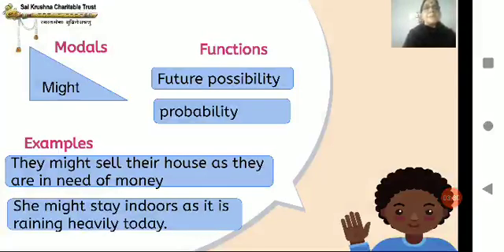Next modal is might. You've heard might. Its function is future possibility, or probability. May is now, might is future. They might sell their house as they are in need of money. She might stay indoors as it is raining heavily today. So you can see the word might used in two different contexts. One is, they might sell their house. It's not sure. If they are in need of money, they might sell their house. It's a probability. She might stay indoors as it is raining heavily today. She may not come out today to play.